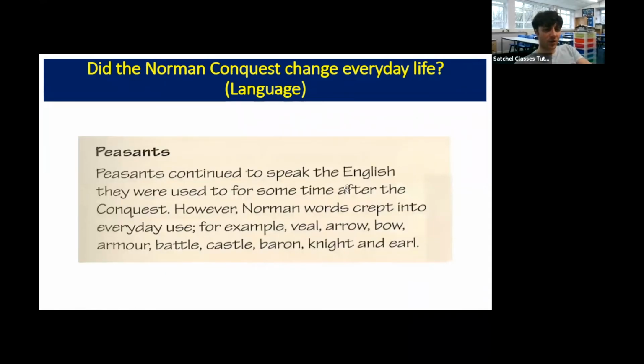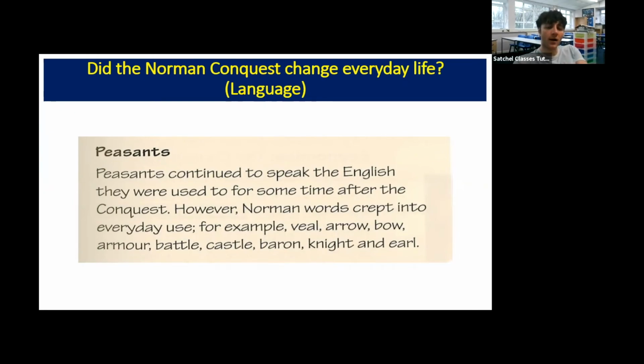Okay, have a look at the impact on the peasantry. This is an interesting one. Now, this might seem like there was either no change or it was a trivial change for the peasants, because the peasants did not start speaking French for a long time. For quite a while, they just kept speaking English. That was what they were used to. And just a few Norman words came into the language, for example, veal, arrow, bow, and so on.